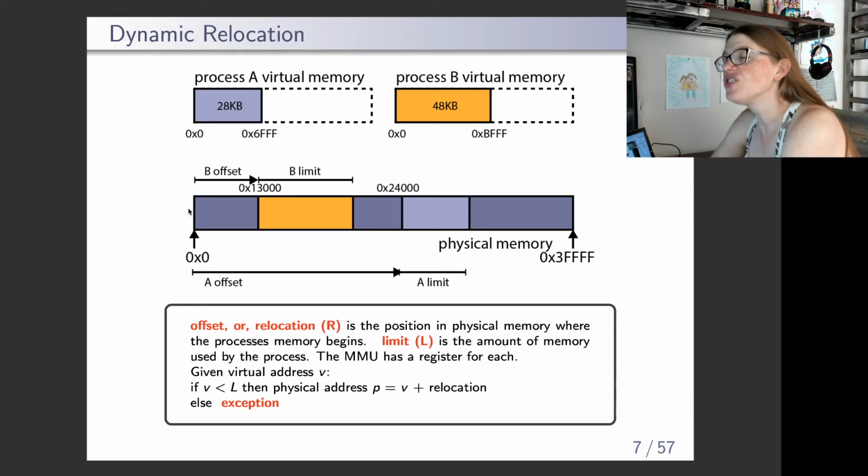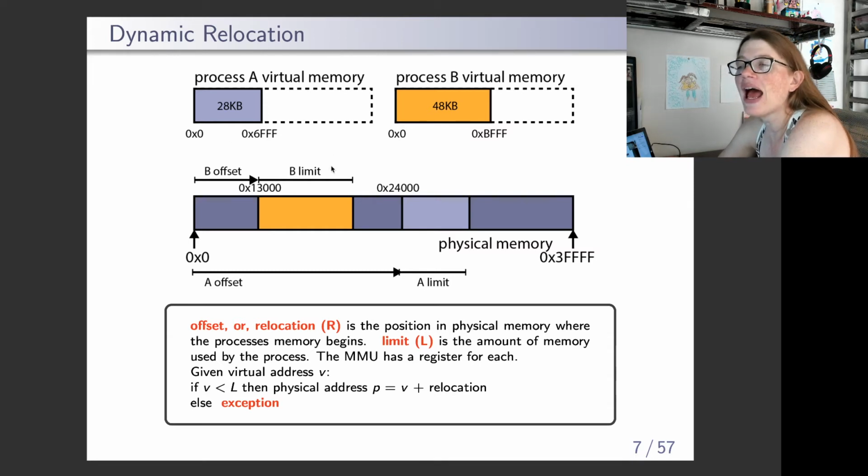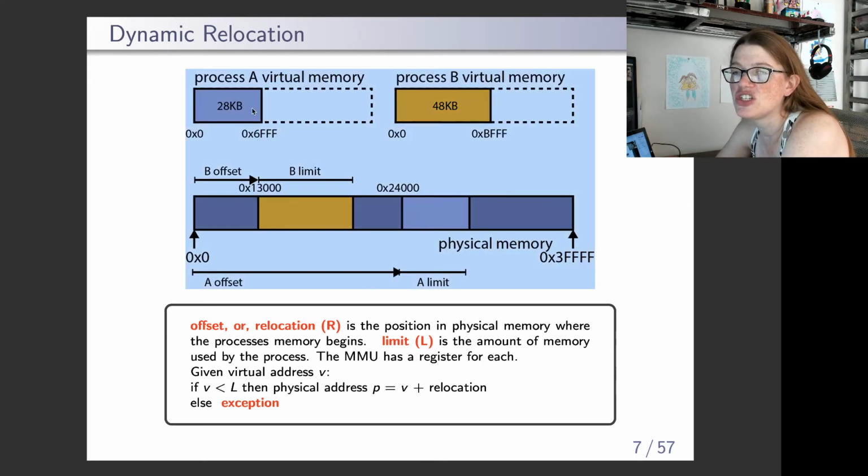All right, so how does the MMU actually perform the address translation for dynamic relocation then? Well, we've already talked about how the mapping from virtual to physical addresses is as simple as adding and subtracting this offset piece. We also need one more thing: we need to know exactly how big the address space is. Not how big virtual memory is, but how much memory the process actually is using.